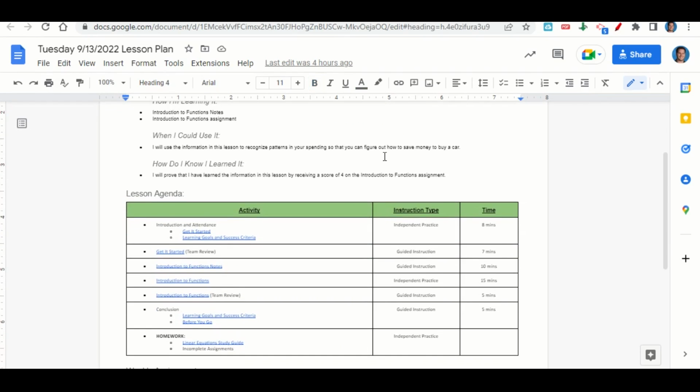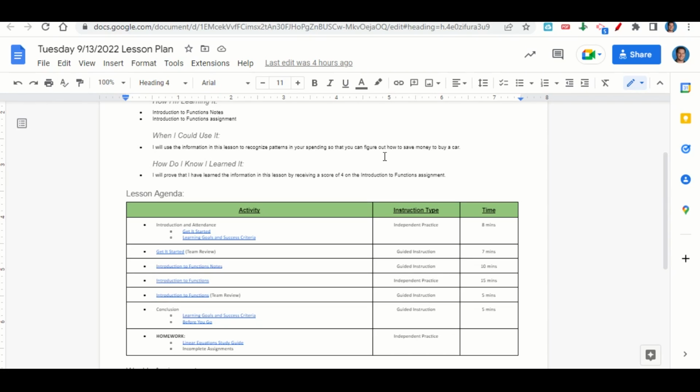Now let's take a look at our agenda for today. We will begin by going over the learning goals and success criteria. While we do that, you'll fill out your Get It Started. Once you've completed your Get It Started, we'll go over it together and answer any questions that you may have. After that, we'll go over the Introduction to Functions notes, and then I'll give you time to complete the Introduction to Functions assignment.